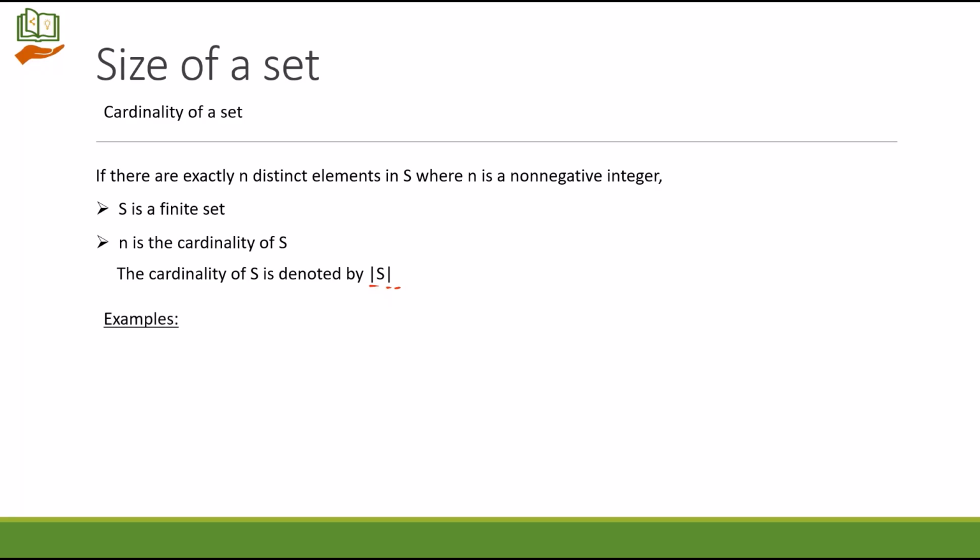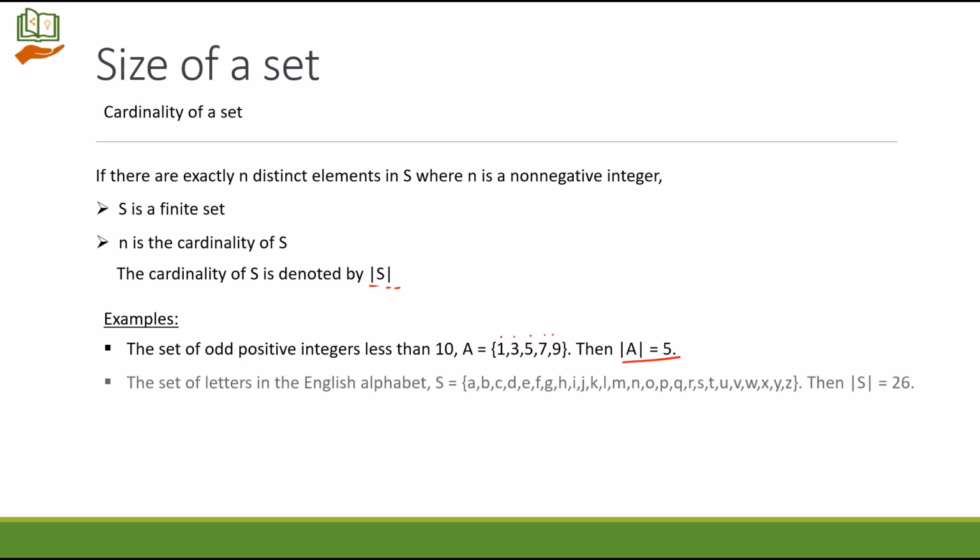So let's see some examples. The set of odd positive integers less than 10. So far we have been seeing 1, 3, 5, 7, 9. That set is taken here. The cardinality of the set is 1, 2, 3, 4, 5. So they have given size of the set as 5. The next example, the set of letters in the English alphabet, S is equal to A to Z. So what is the cardinality of this set? It is 26. There are 26 letters.